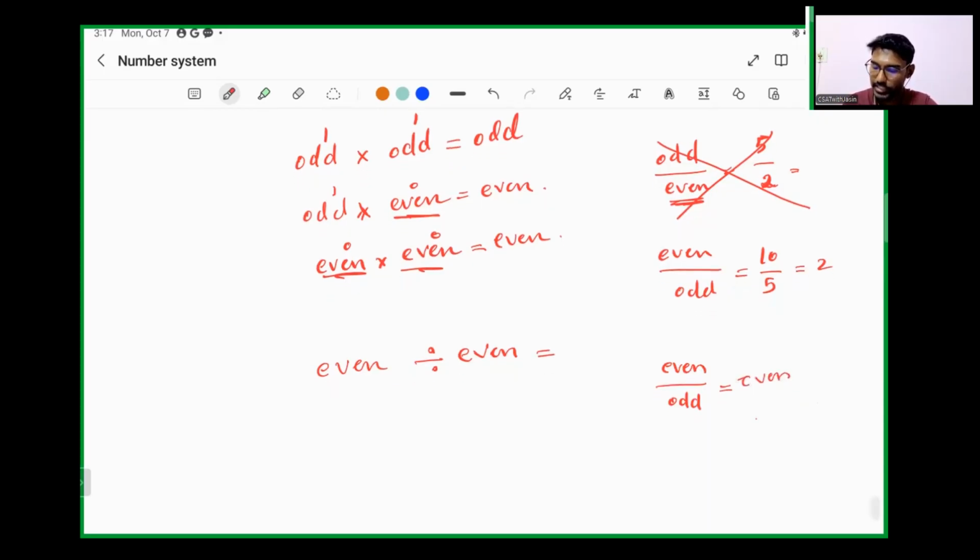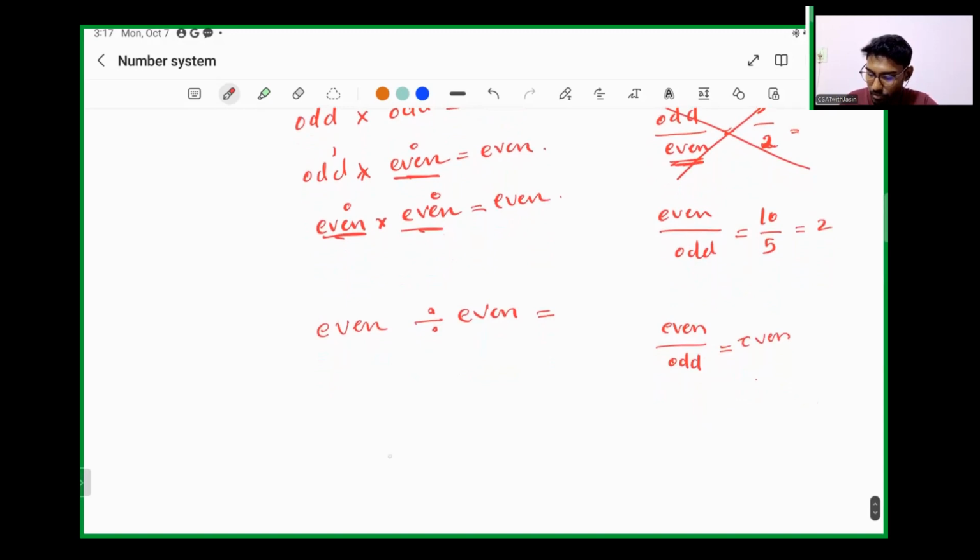So even by odd will be even itself. Why is it? Because now we know odd into even is even. So one of the numbers has to be even in order to make the calculation even, right? So if I am taking odd here, this is odd into even, it will become even is equal to even by odd. So even by odd, you will always get even.